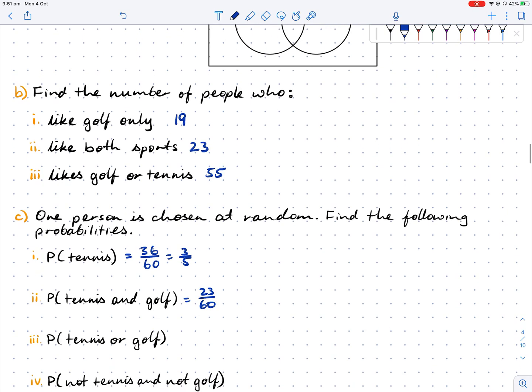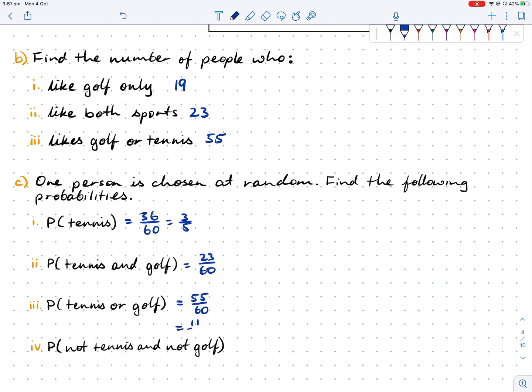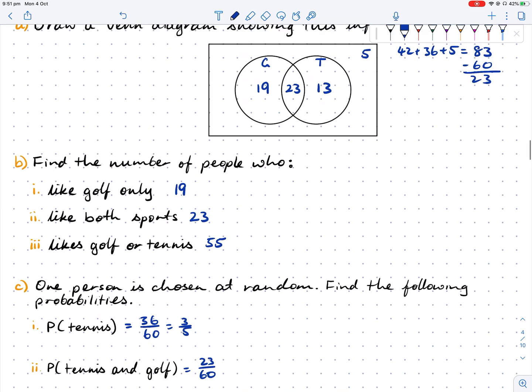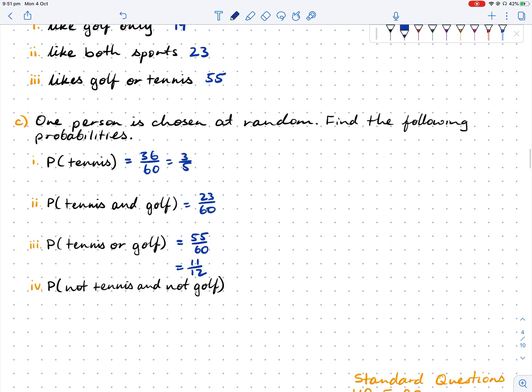The probability they like tennis or golf, so we want tennis or golf, that's this number here. Okay, they like golf or tennis. So that's going to be 55 out of 60. Simplify that, 11 out of 12. And the last one, the probability they don't like tennis and they don't like golf, well, that's those 5 people out here. So that's going to be 5 out of 60, or that's 1 out of 12.